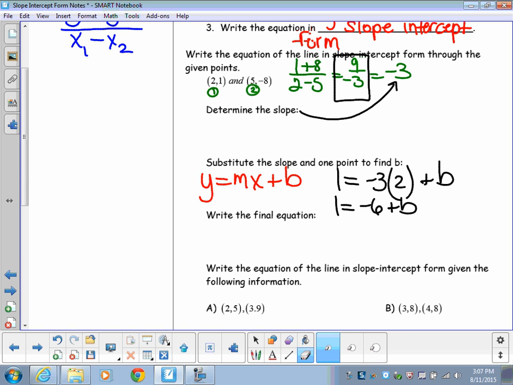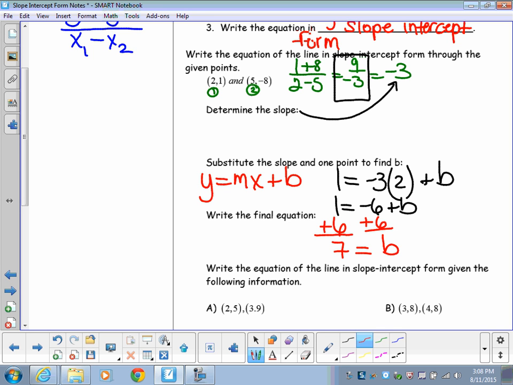Now all I need to do is move everything away from my b. As you can see, I have 1 equals negative 6 plus b. I want to take that negative 6 and move it from the side where it is to the side where I have my 1. I'm combining like terms. But in order to move my 6, I have to do the opposite of negative 6. The opposite of negative 6 is positive 6. Remember, what you do to one side, you have to do the same thing to the other.